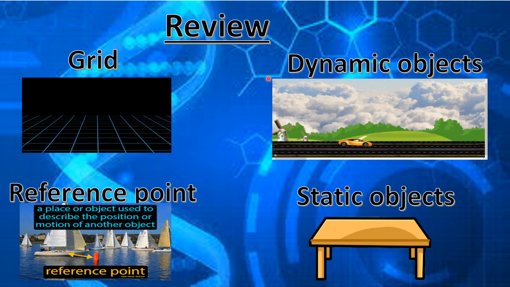Okay, the next word is dynamic objects. What are dynamic objects? Dynamic objects are moving objects wherein the movements are from one place to another. As you can see here, the car is moving from one place to another place. Next is static objects. What are static objects? These are objects that are stationary or just stay in place. You can see here the table is not moving. So this one is what you call a static object.